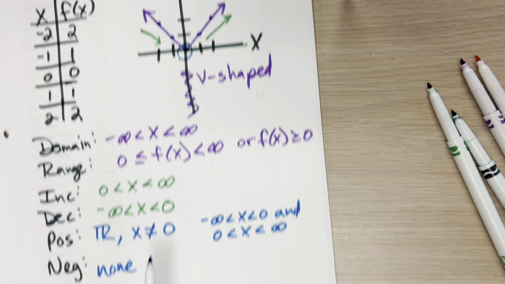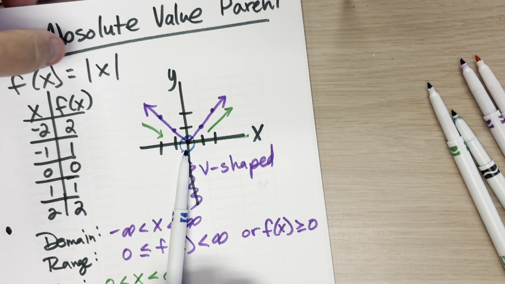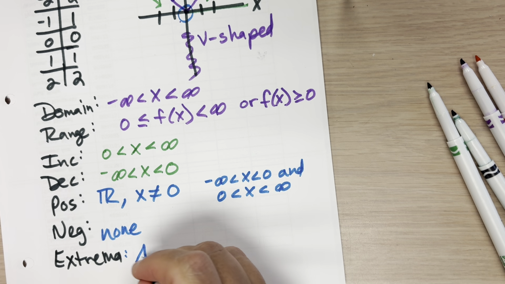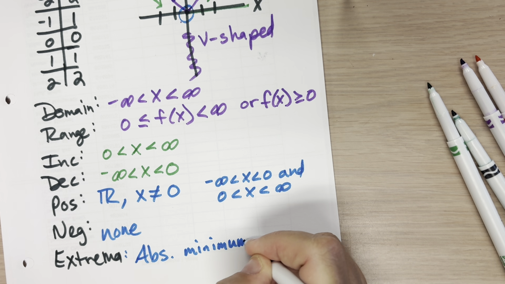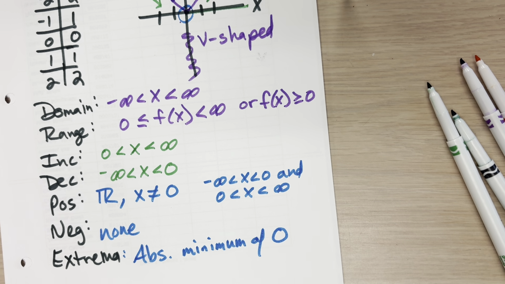Extrema refers to max and min. This has a low point. It's the absolute lowest point. So this is an absolute minimum of 0. Okay, again, that's a y value.